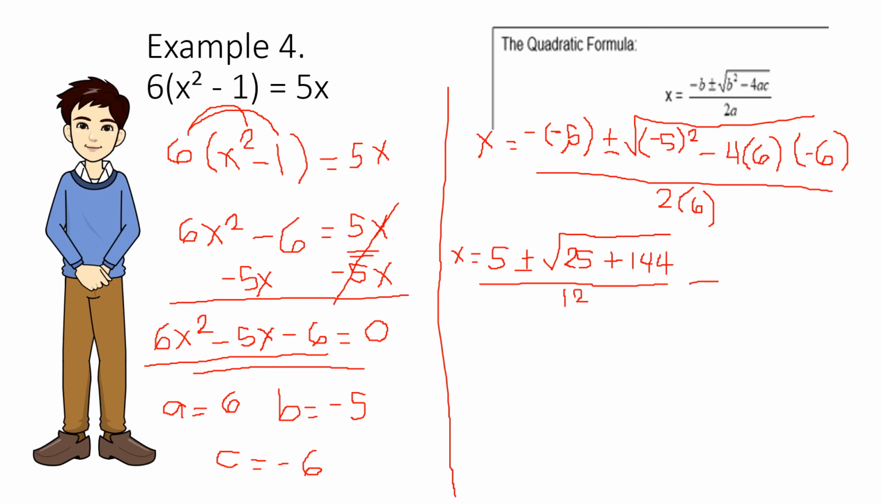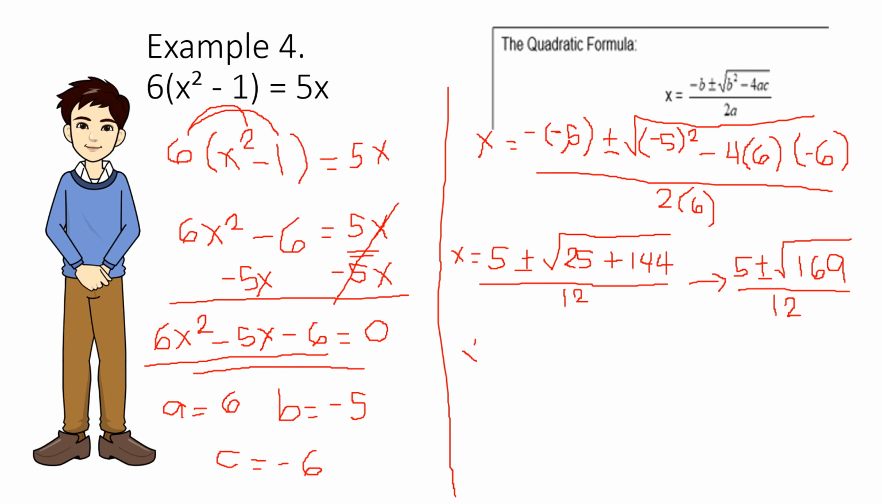Okay. This becomes 5 plus or minus square root of 25 plus 144, the answer is 169. May square root bang 169? So, all over 12. Yes, merong square root ang 169. So, the square root of 169 is 13. Tama yun. So, this becomes, separate na natin.